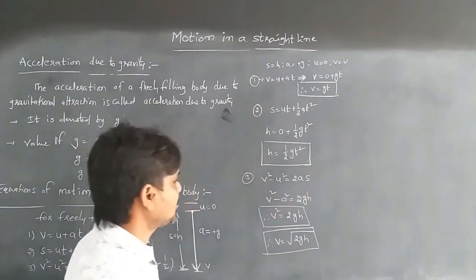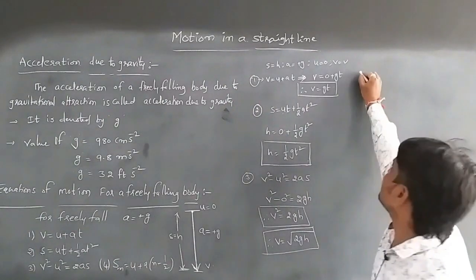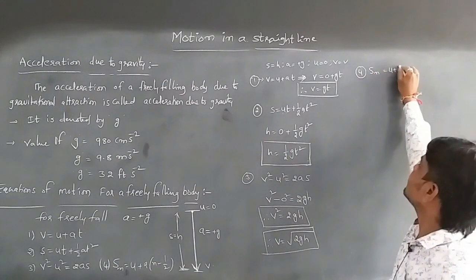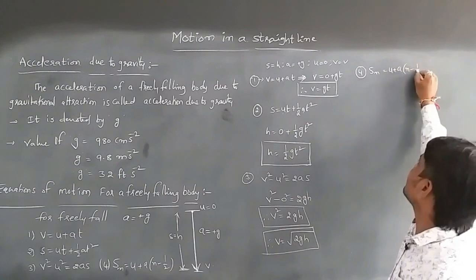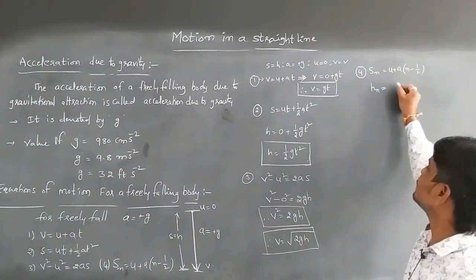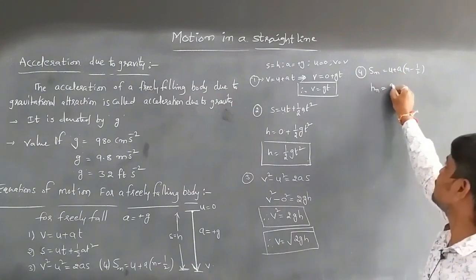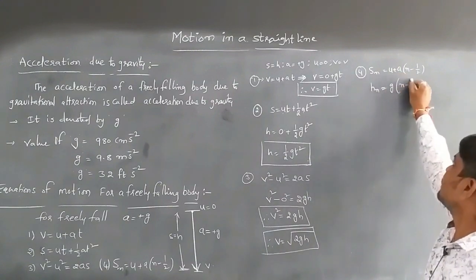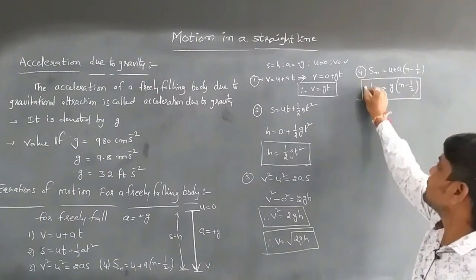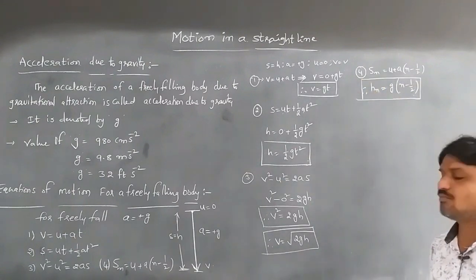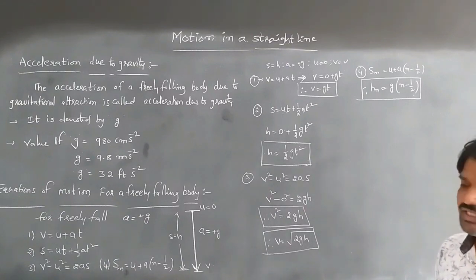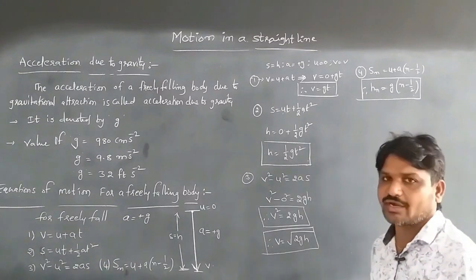The fourth equation, Sn is equal to u plus a of n minus 1 by 2, can be changed as Hn is equal to, with u is equal to 0 and a is equal to g, g of n minus 1 by 2. By substituting the values, these are the equations of motion for a freely falling body from a certain height.